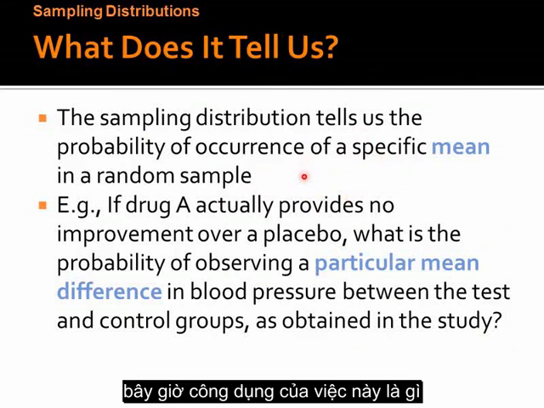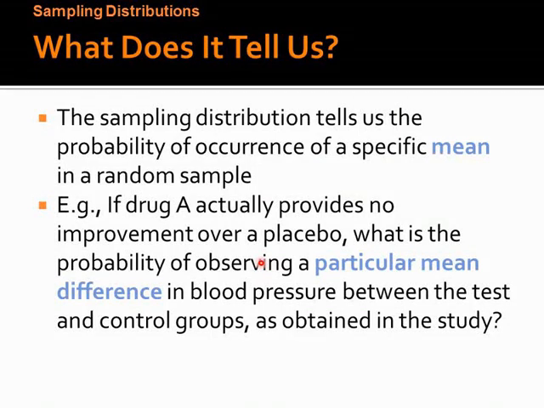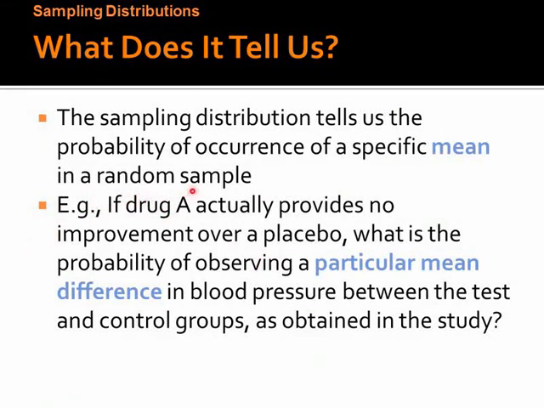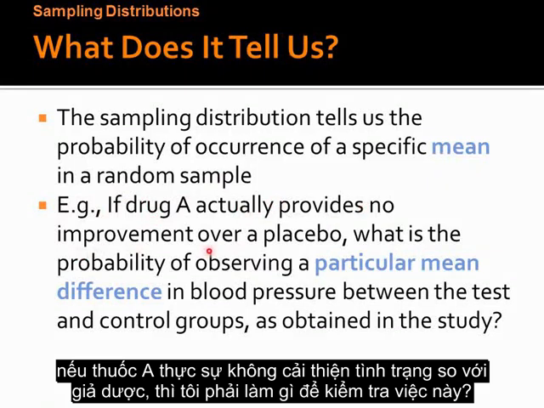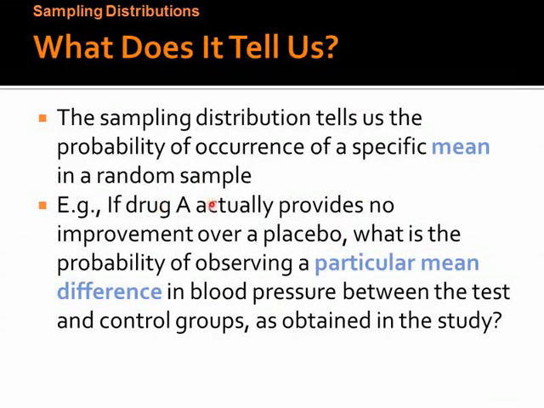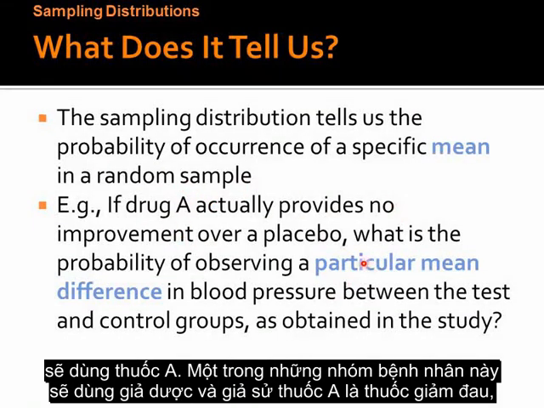Okay. Now, what is the usage of this? Let's take a typical example of a study. If drug A actually provides no improvement over a placebo, then what do I do to test this? I want to see whether drug A works. So I would have two groups. One of these groups of patients will take drug A. One of these groups of patients will take a placebo.